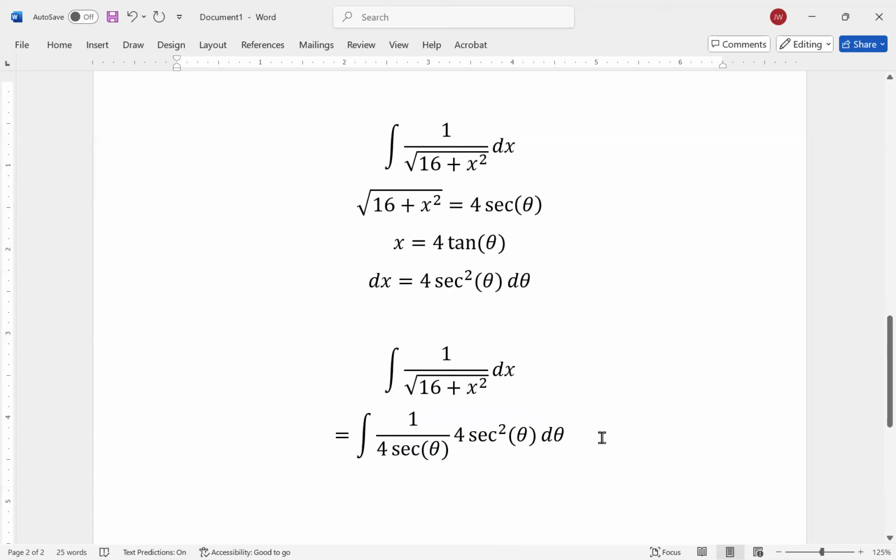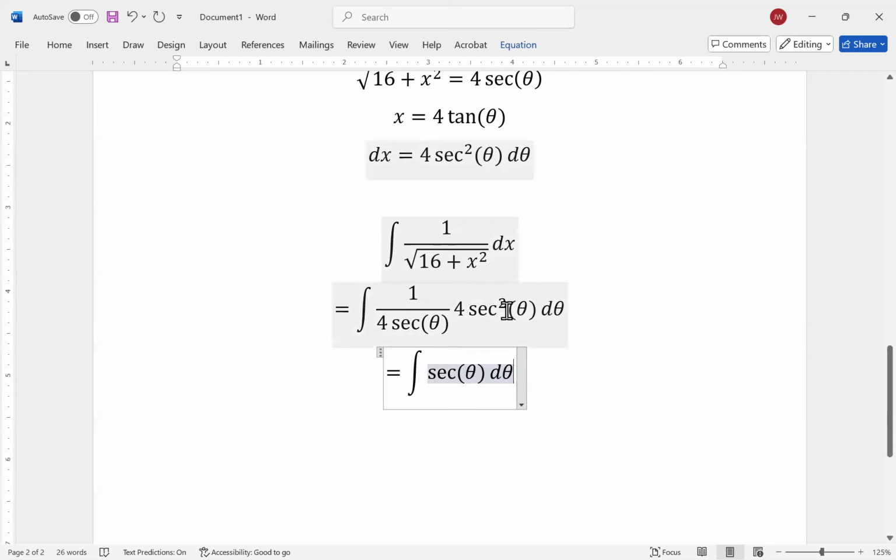And so we see here that the 4's are going to cancel out. One of the secants on bottom is going to cancel out with one of the secants on top, and we're going to get essentially 1 times secant theta as what we're trying to integrate. So we're integrating basically secant of theta with respect to theta. All right, so that's what we're integrating.